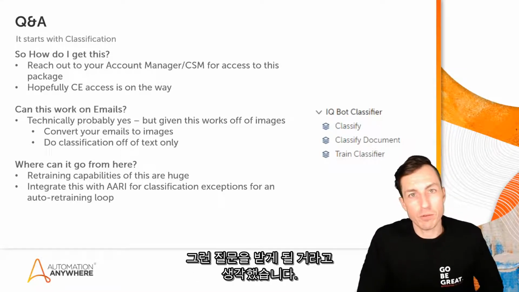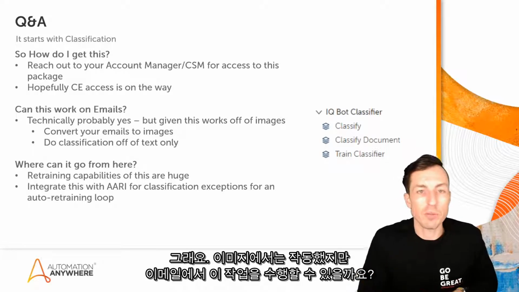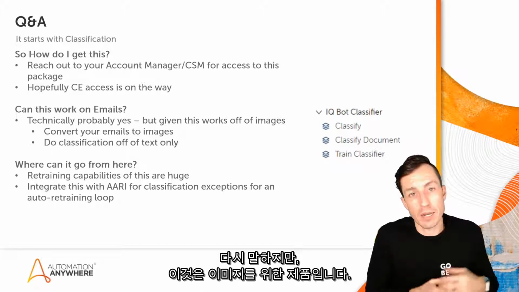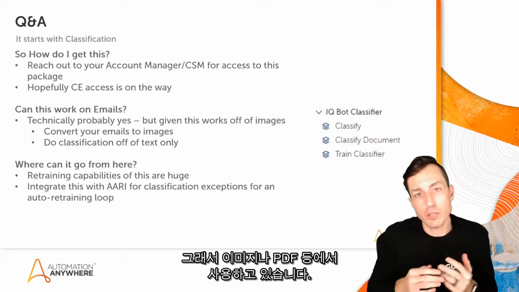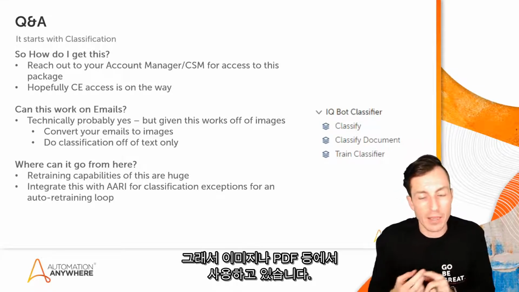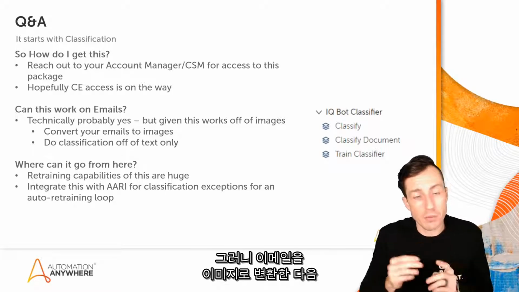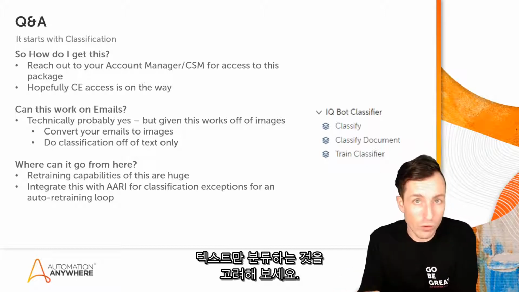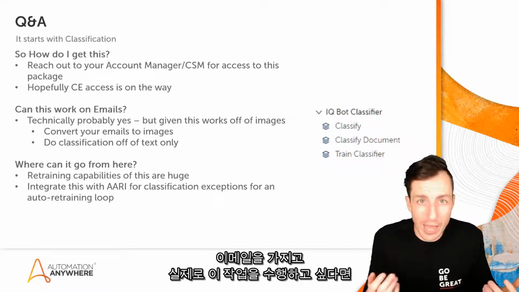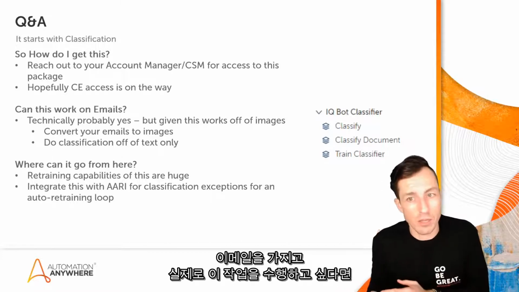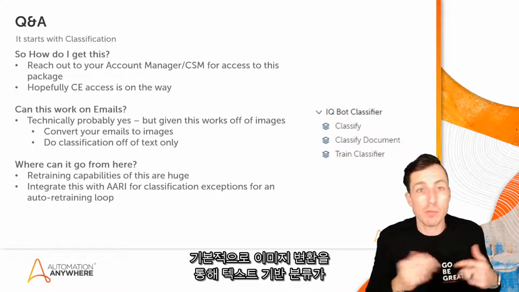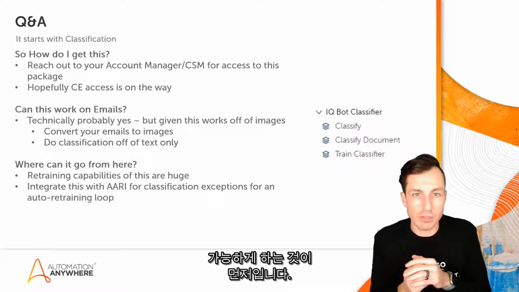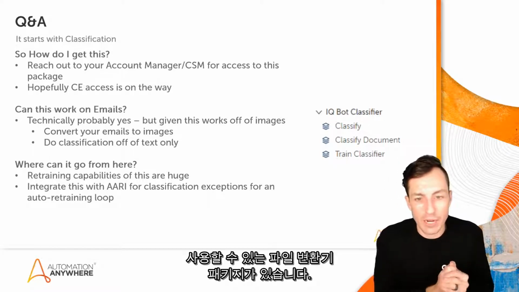Can this work on emails, right? I know that's going to be a question we would get, like, okay, cool, that worked on images, but can I do this for my emails? Technically, you probably could, but again, this works off images, right? So we were using this off images, off of PDFs, things like that. What you'd want to do is possibly consider converting your emails to an image and then doing classification off of text only. That would be the first thing I would try if I wanted to really do this with emails. And that would enable me to basically be doing a text-based classification with a weird image conversion to start with, right?